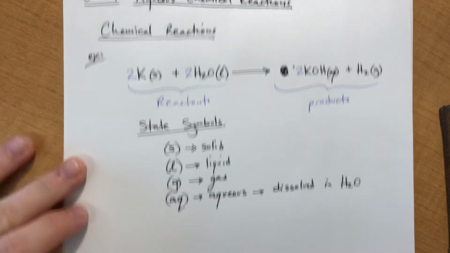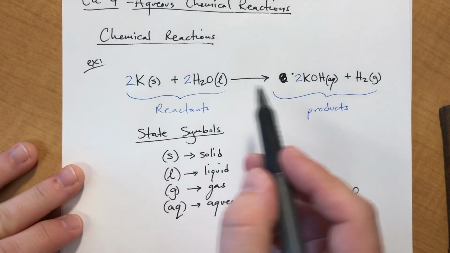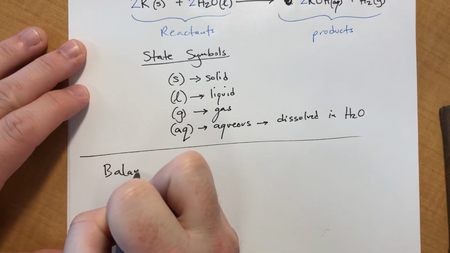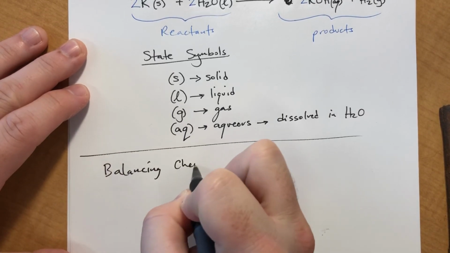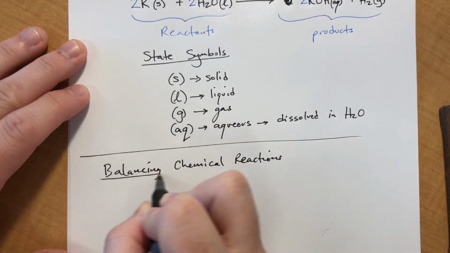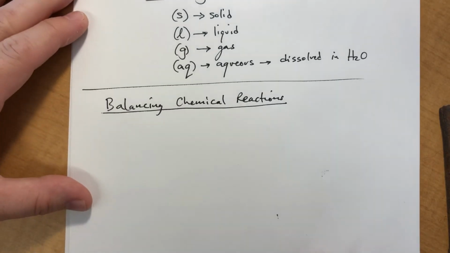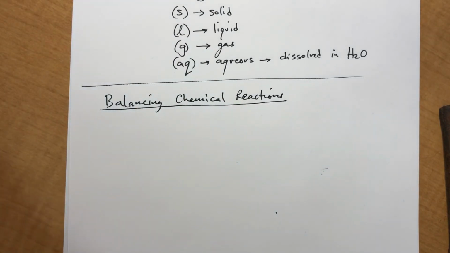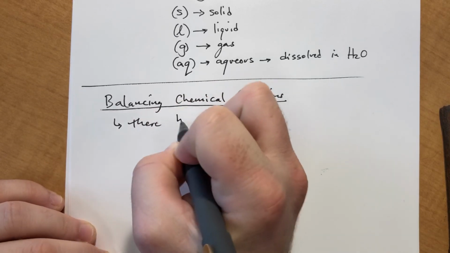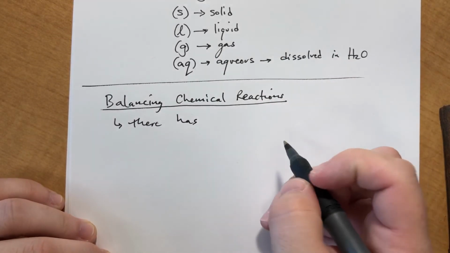Okay, so we need to talk about how to balance chemical reactions, how to get these numbers in the front that are all the same. Balancing chemical reactions is not actually that impossible. It just requires you to be really diligent and tedious about everything, like a lot of things in chemistry. So the idea is there has to be the same number of each element on each side.